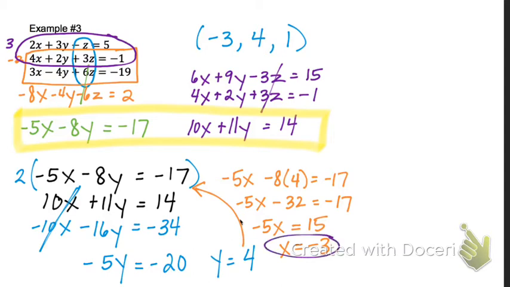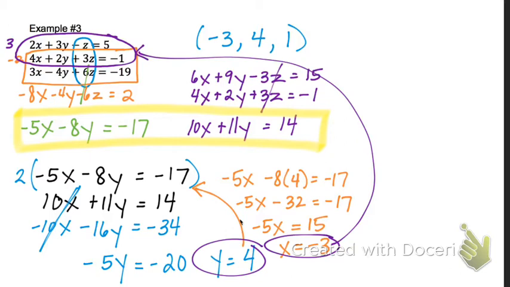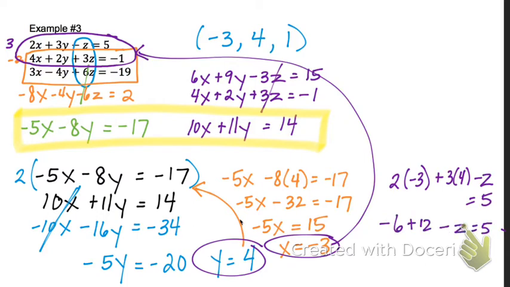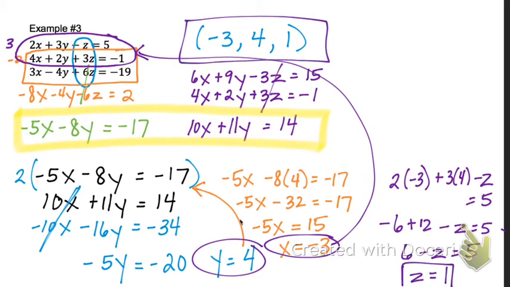From here, I'm now going to take these 2 numbers and plug into one of the originals. 2 times negative 3 plus 3 times 4 minus z equals 5. What's a good sign? 6 minus z equals 5. z equals 1. So final answer: -3, 4, 1.